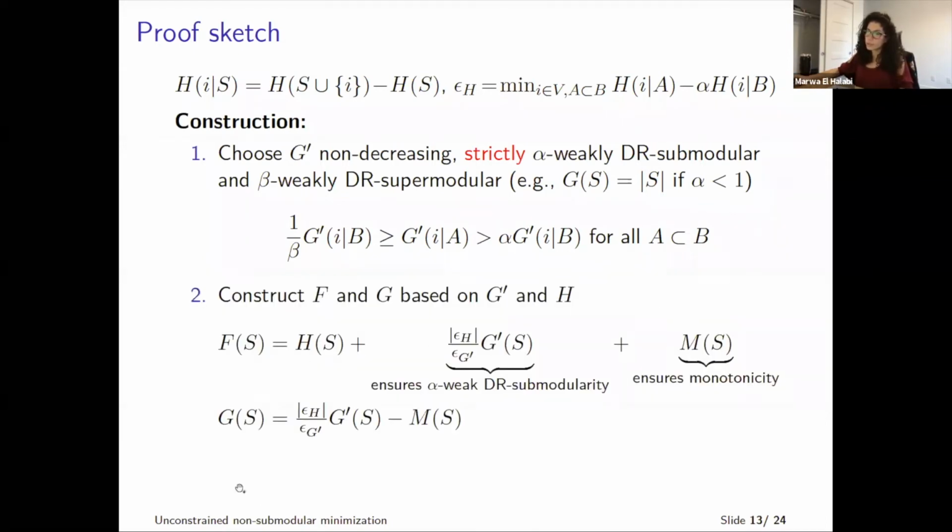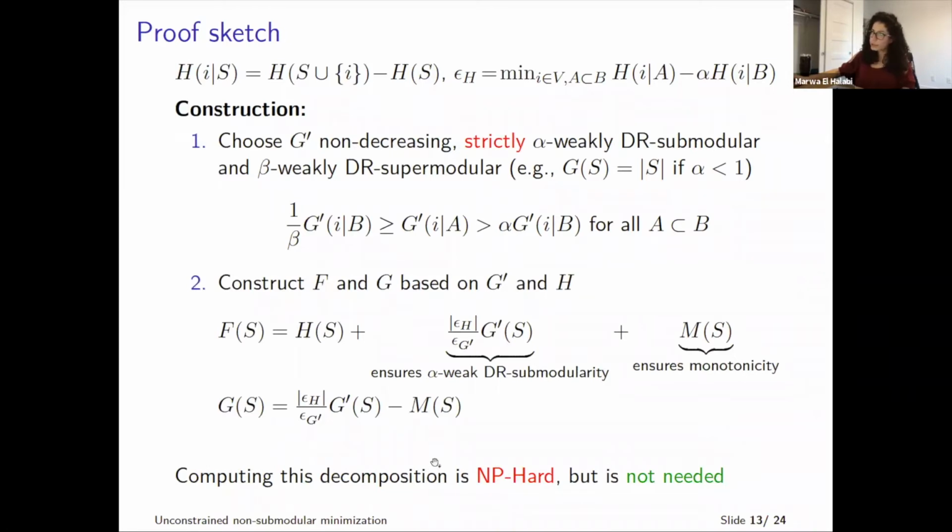And then the way we construct this decomposition is as follows. f will be the objective function that we had originally, plus some term that will ensure that f has weak DR submodularity, and another term that will ensure that it is non-decreasing. And then g of S is just subtracting these terms so that we actually end up with h. It's not too hard to see that, from the way we chose g prime, this function will be weakly DR submodular and increasing, and the same thing for g.